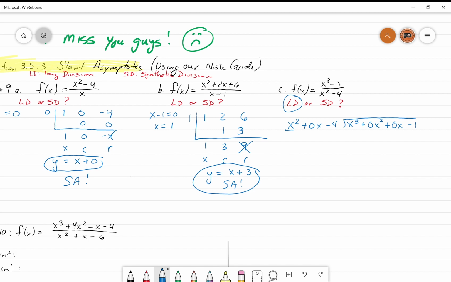Remember, first term only. Looking at changing x squared into x cubed, I'll need an x. Multiply it through. And remember, we're subtracting. And we get a 0, we get 0, and we get negative 4x minus 1. That's your remainder. We can't do any more division, so our slant asymptote is simply y equals x.